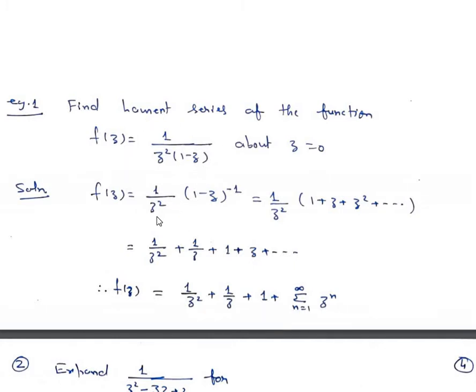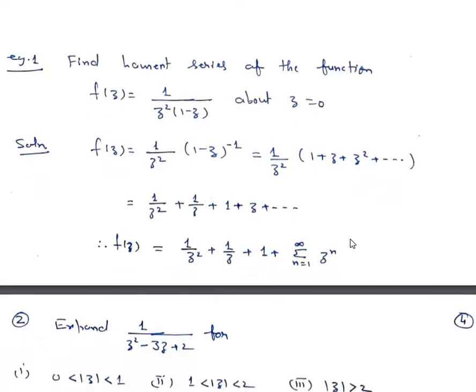Now f(z) can be written as 1/z² into (1 − z)^(−1). Now expand it by binomial, so we have 1/z² into (1 + z + z² and so on). Multiplying by 1/z², we get 1/z² + 1/z + 1 + z and so on, which in summation form can be written as f(z) = 1/z² + 1/z + 1 + Σ n = 1 to infinity z^n.